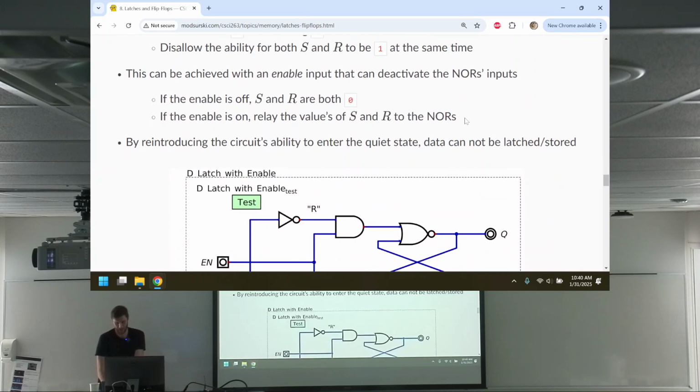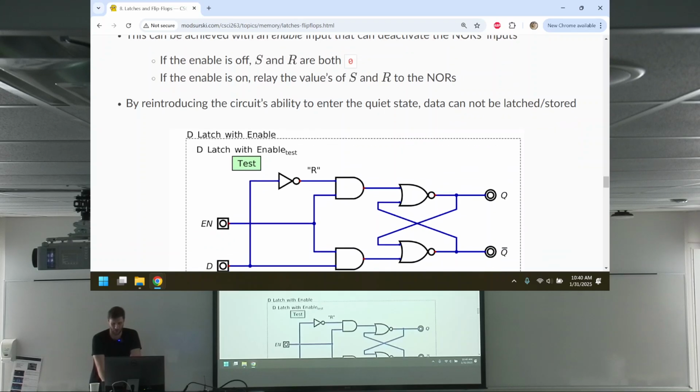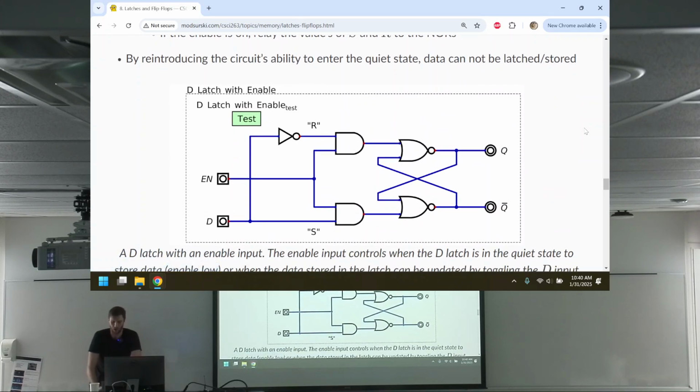This can be achieved with an enable input that can deactivate the NORs' inputs. If the enable is on, relay the value of S and R to the NORs. If the enable is off, do nothing. So here, look at this circuit. Take a moment, I'm going to give you 30 seconds, look at it and understand what it's doing.